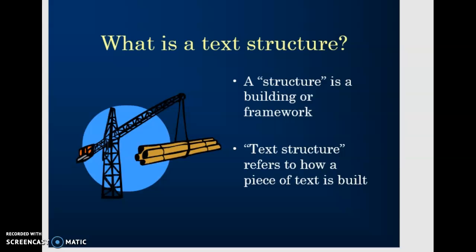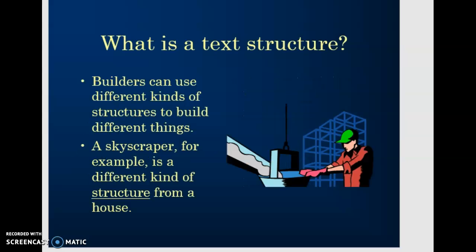What is text structure? Just as a review, a structure is a building or a framework. Text structure refers to how a piece of text is built. Builders can use different kinds of structures to build different things. A skyscraper, for example, is a different kind of structure from a house.